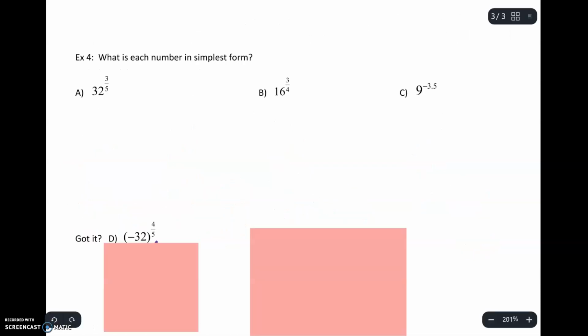And now we're just going to be applying another property when I'm trying to rewrite these in the simplest form. And that means if I have something like 32, it's going to be good to recognize 32 as a relatively low power of 2. If I take 2 times 2 times 2 times 2 times 2, it should be 5 times I multiply 2 together.